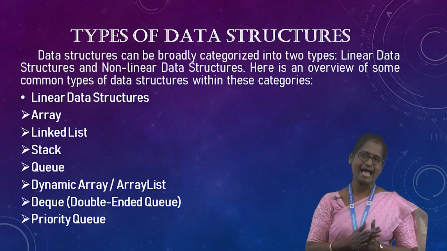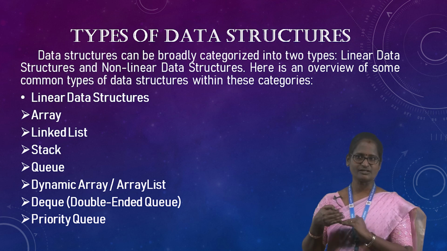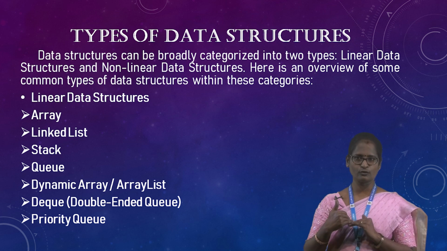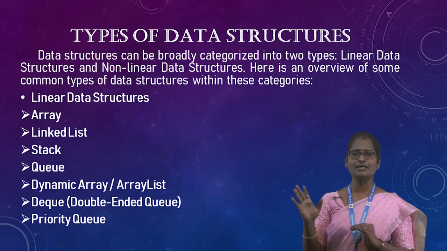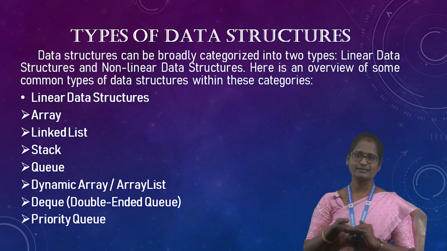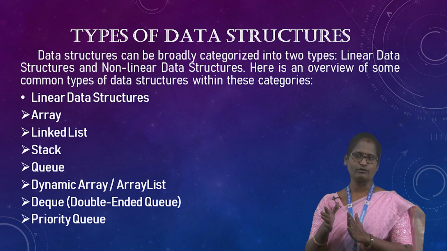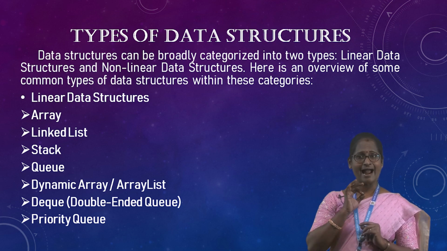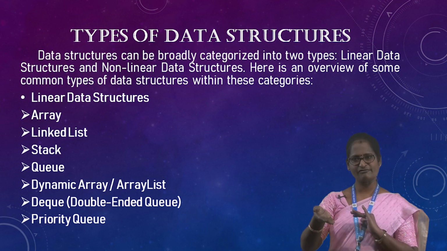The next one is stack. A stack is a last in first out linear data structure. The elements are added and removed from the same end. That is called the stack. And the next one is queue. A queue is FIFO, that is first in first out, linear data structure. The elements are added at the rear and removed from the front.